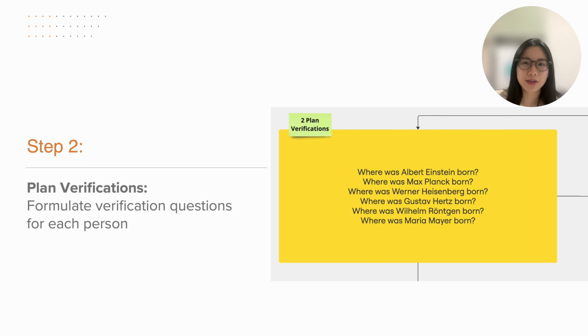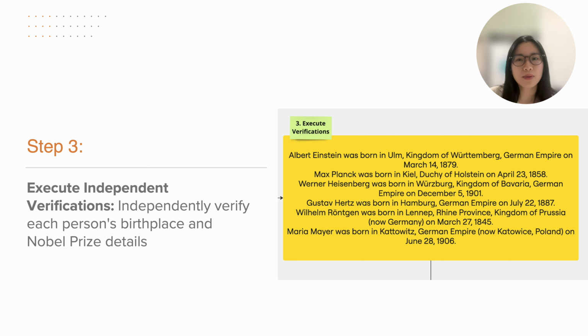So next, the model identifies where specific facts need verification. In this case, it creates verification questions about the birthplaces of each person mentioned. These targeted questions allow the model to focus on verifying specific facts rather than trying to verify everything at once. Now comes the crucial verification step. The model independently answers each verification question without referencing its initial response. This independent verification helps avoid bias from the initial response and ensures each fact is checked in isolation.